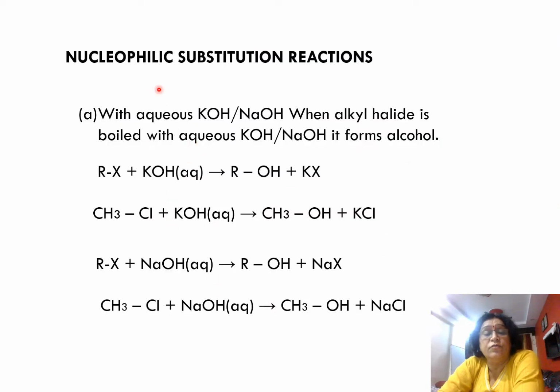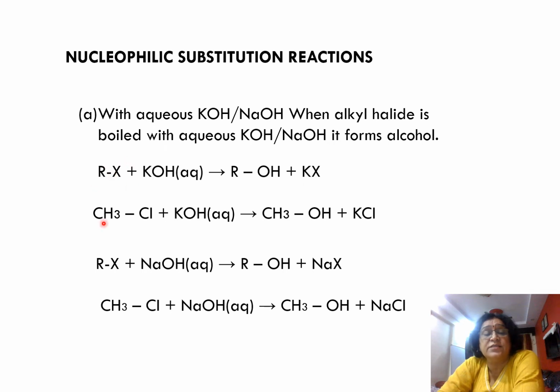So let's see the nucleophilic substitution reaction. This we have already done in the last lecture, it's just a revision. So with aqueous NaOH or aqueous KOH, when the alkyl halide is boiled with aqueous KOH or aqueous NaOH, then what is formed? Alcohol is formed. So alkyl halide plus aqueous KOH gives you alcohol plus KX.